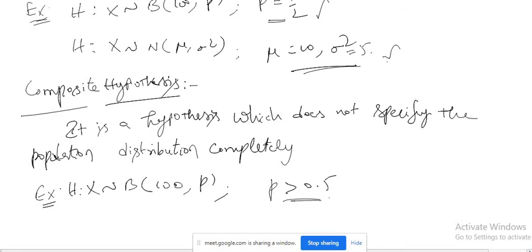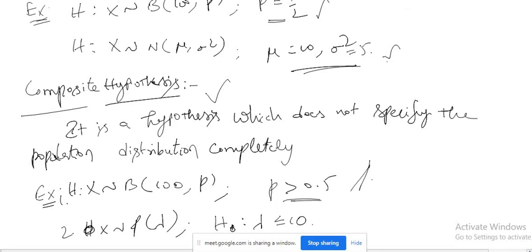What is the value of p here? Greater than 0.5. We don't know exactly. You don't know exactly what it is. Or X follows Poisson(lambda) such that hypothesis lambda less than or equal to 10. You know that lambda is less than or equal to 10, but what is the exact value of lambda? You don't know. Such a statement, such a hypothesis, we call a composite hypothesis.